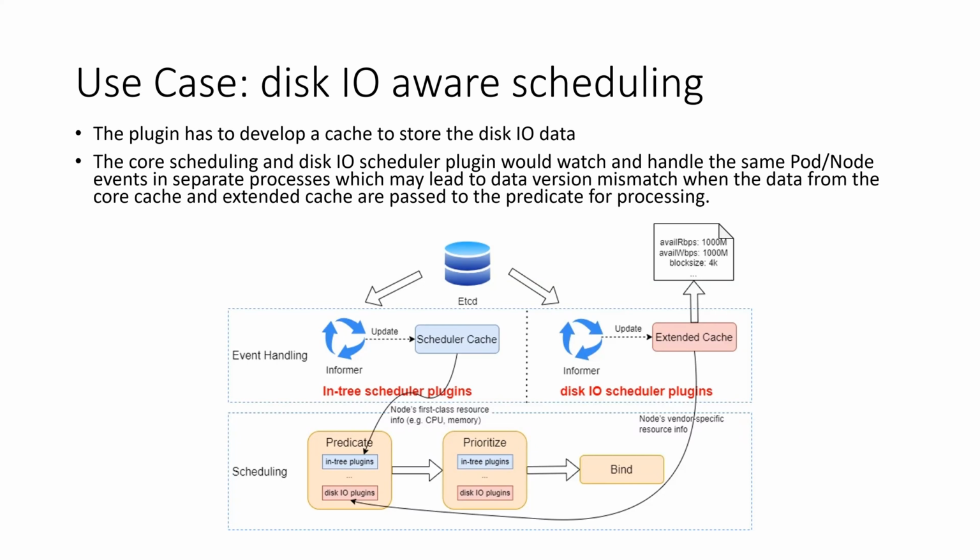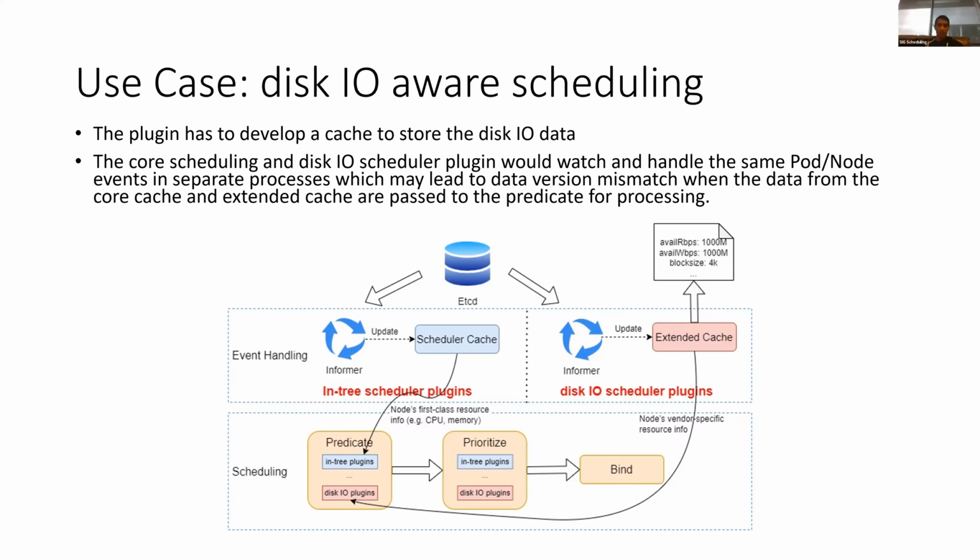So when we develop the DSIO aware scheduling, and we follow the in-tree scheduler plugin, we have to develop and implement our own cache, so that duplicates the logic. Does that make sense?